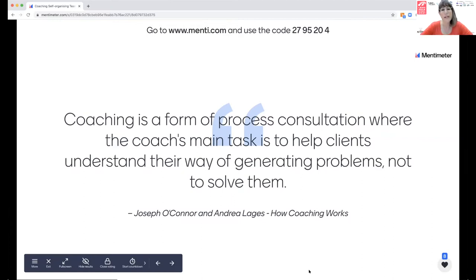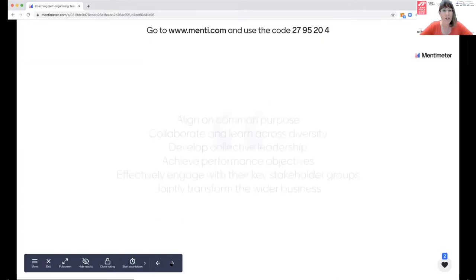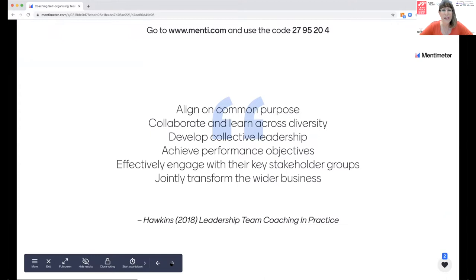So what does this mean in team coaching? So if we go to the next one, Charlotte, where we talk about team coaching specifically, this again is from Peter Hawkins, Leadership Team Coaching in Practice. I'll give you a couple of minutes to read through this.